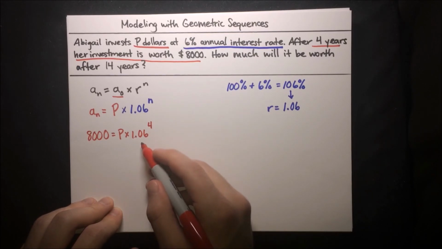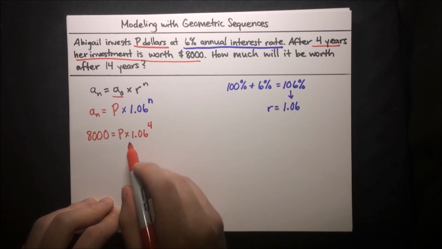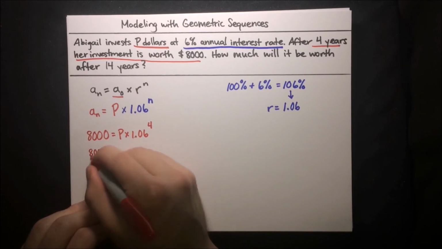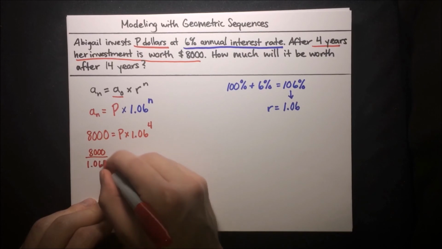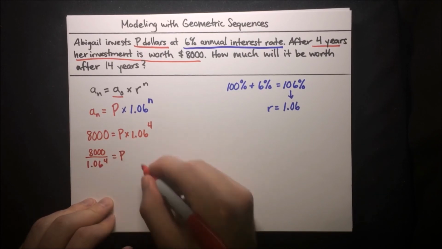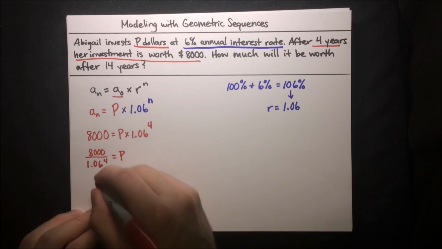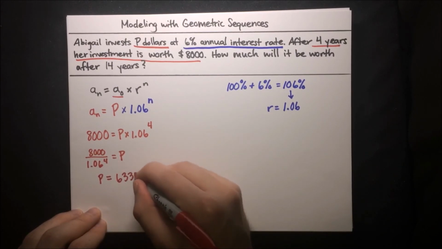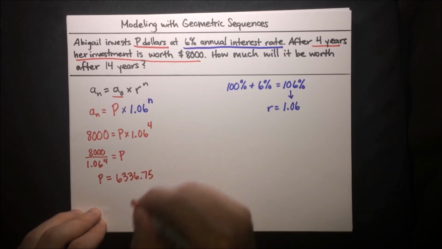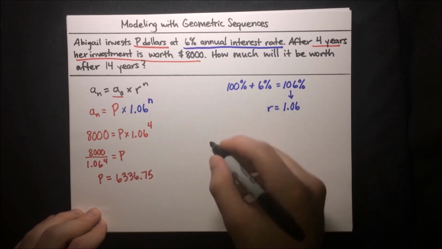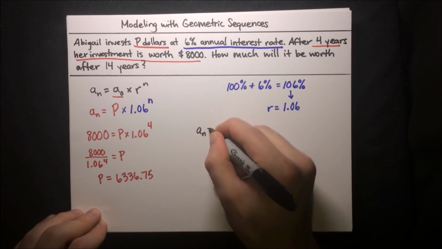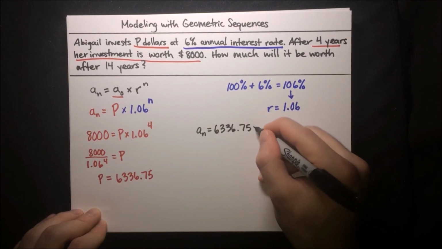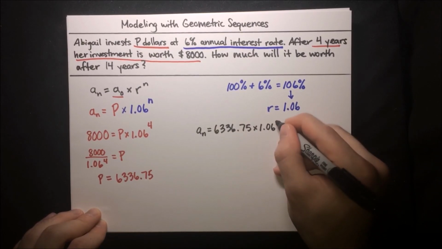And now this is an equation that we can use to solve for P. So we'll just go ahead and divide both sides by 1.06 to the fourth. So 8,000 over 1.06 to the fourth is P. So doing that on our calculator, we see that P is equal to $6,336.75. Now plugging that back into our formula, we have that a_n is equal to $6,336.75 times 1.06 to the nth power.